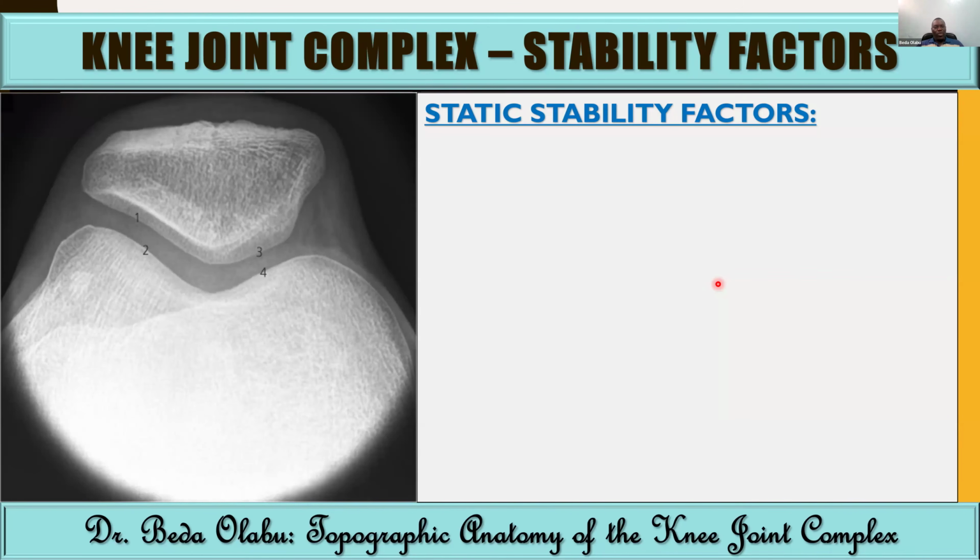Just like any other joint, I told you that static factors can either be bony factors, ligamentous factors, or capsular factors. Let's start with the bony factor. When we talk about bony factor, we're just looking at the congruency of bony articulation. How congruent are the bones articulating at the knee? Remember, there is the patellofemoral articulation and the tibiofemoral articulation.